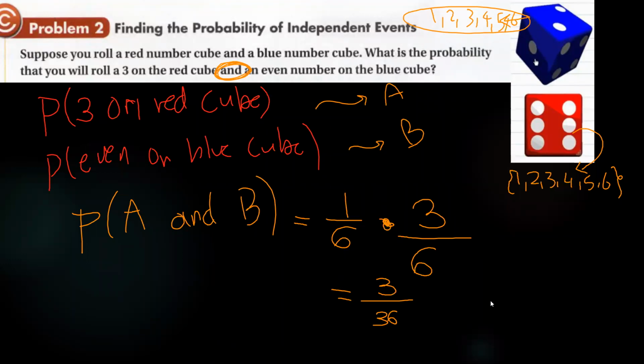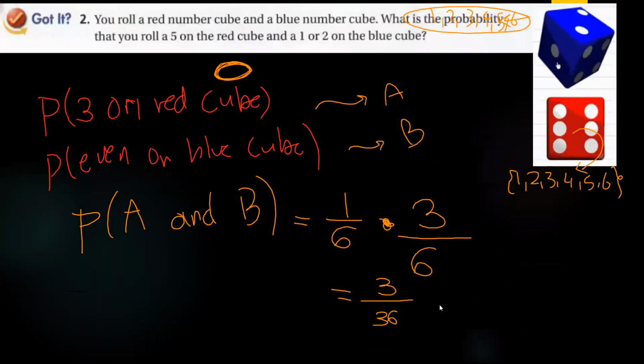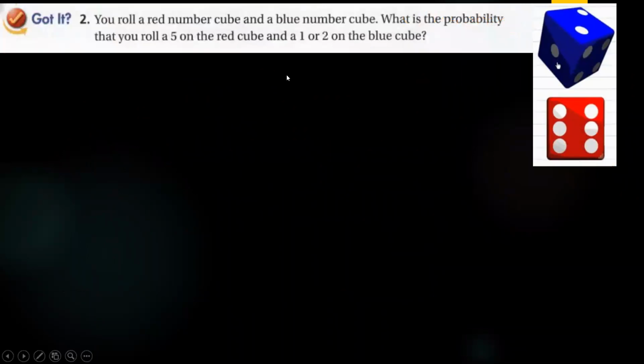Now here, in Guided Practice 2, you have a red number cube and a blue number cube. What is the probability that you roll a 5 on the red cube and 1 or 2 on the blue cube?